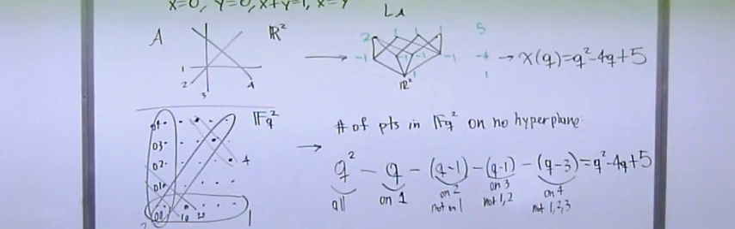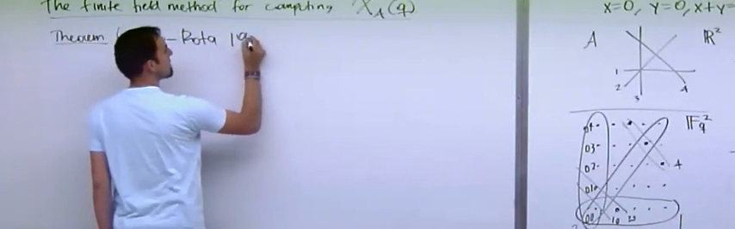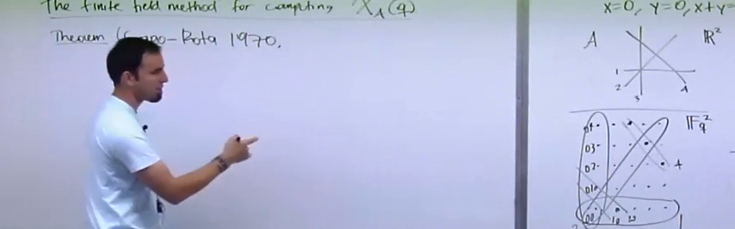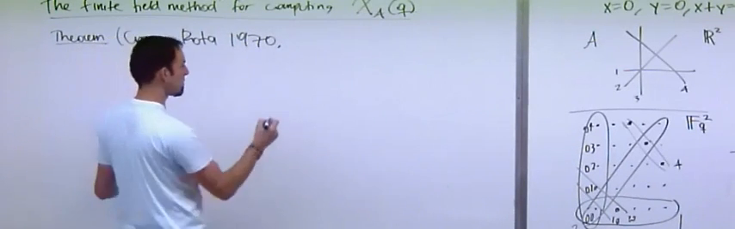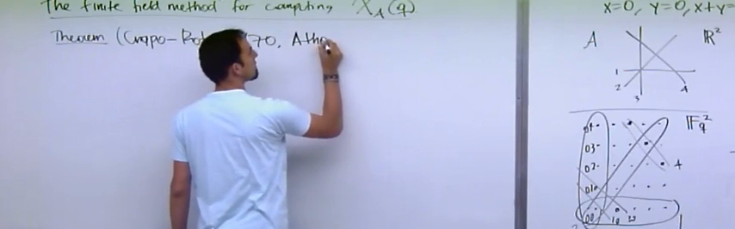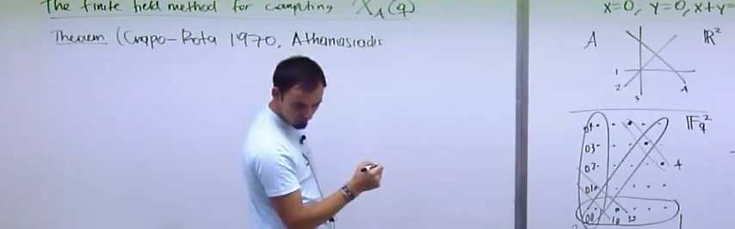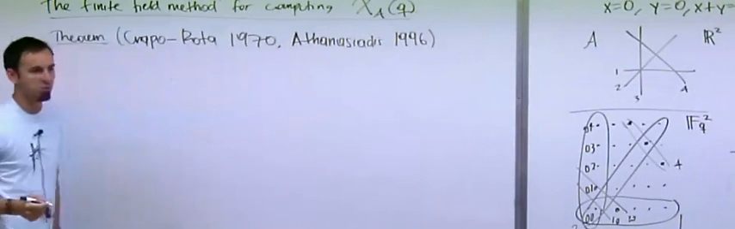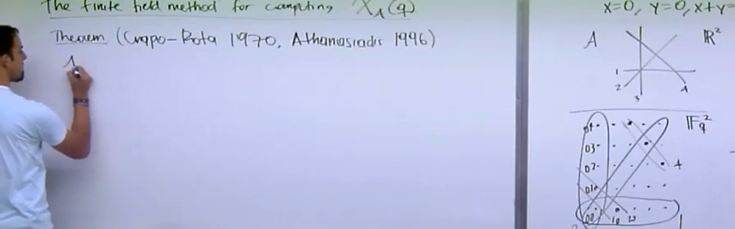So this is no accident. This is the theorem. This is a theorem of Crapo and Roda from 1970. But it was only recently that people realized. I mean, this was proved kind of theoretically in 1970, but people only started to use it later, and it was mainly Athanasiadis and his thesis in '96, who realized that you could actually do this to compute characteristic polynomials.